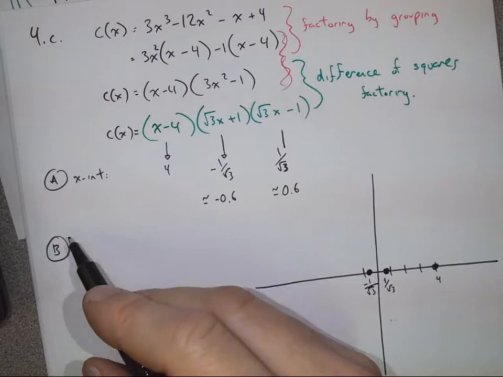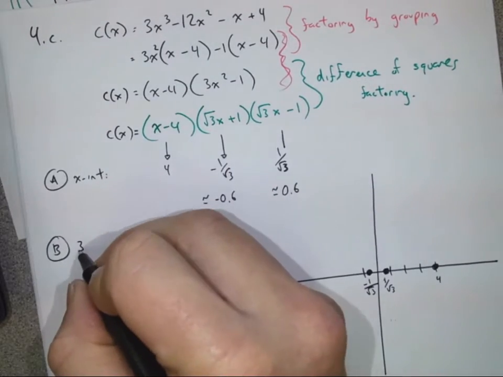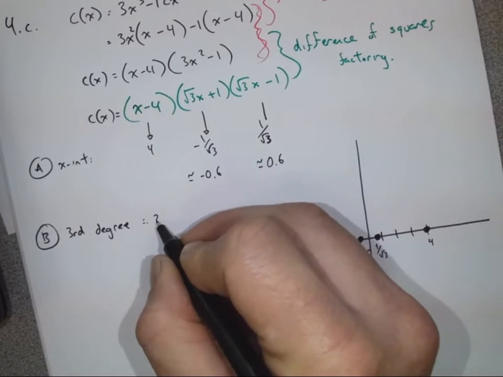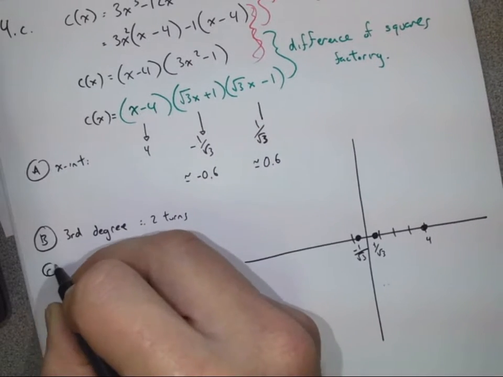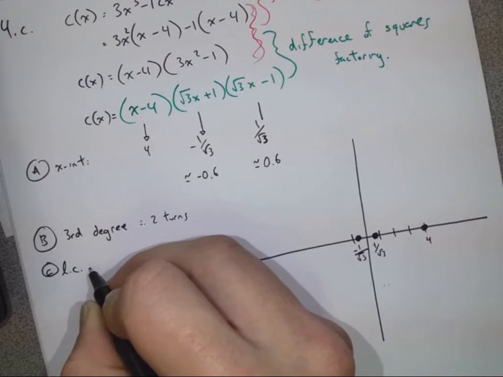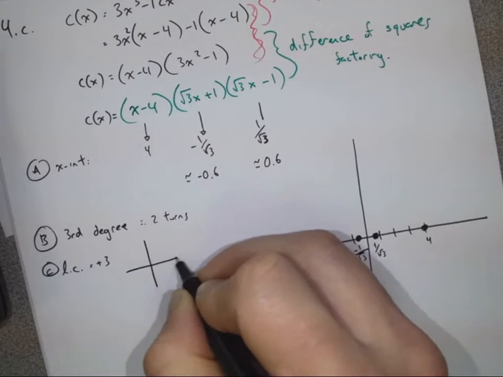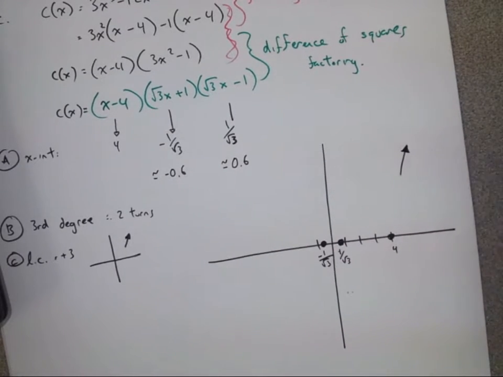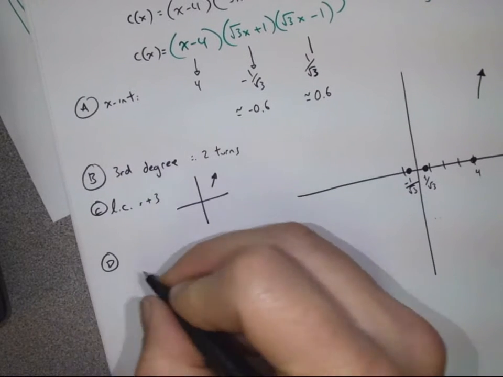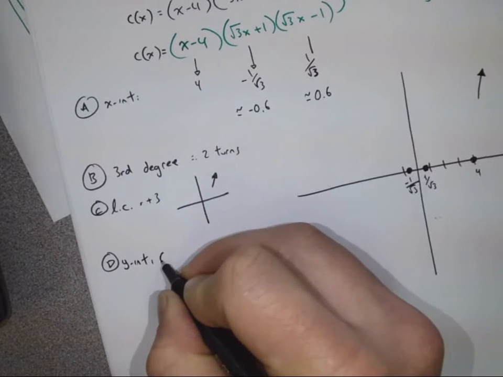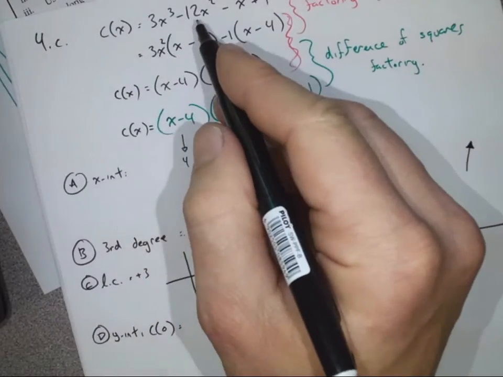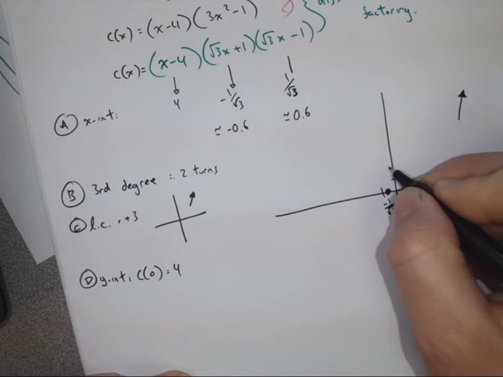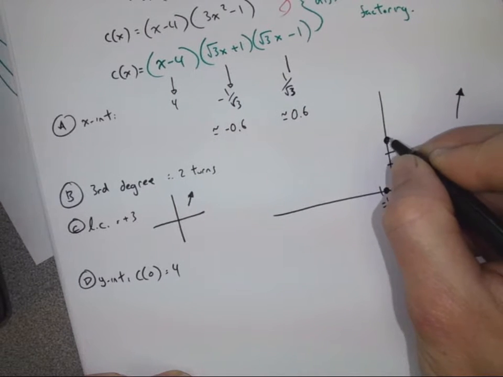Next, I'll ask the degree. This is a third degree polynomial. So therefore, there will be 2 turning points. Leading coefficient is positive 3. Because it's positive, it's going to end heading upward, like so. My y-intercept, c of 0. Well, I'm going to punch in 0 for each of those, and they're going to disappear, leaving us with a 4. So that means I've got a y-intercept up here at 4.